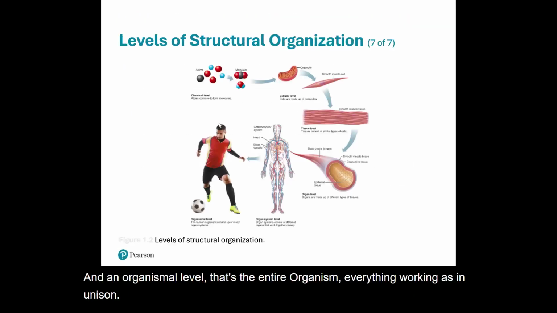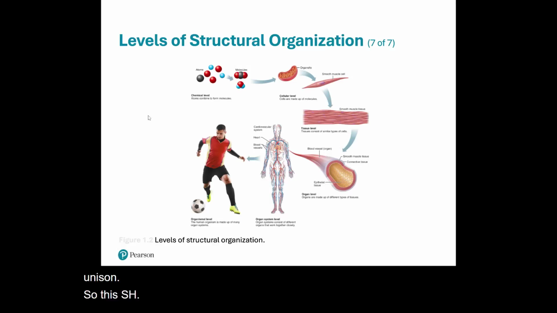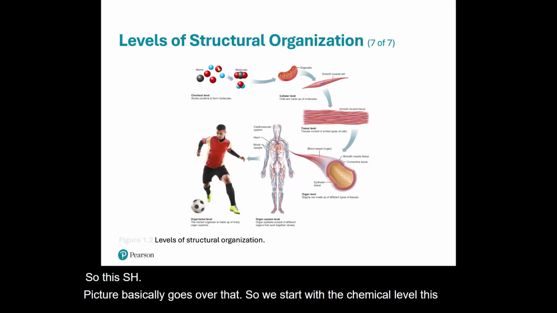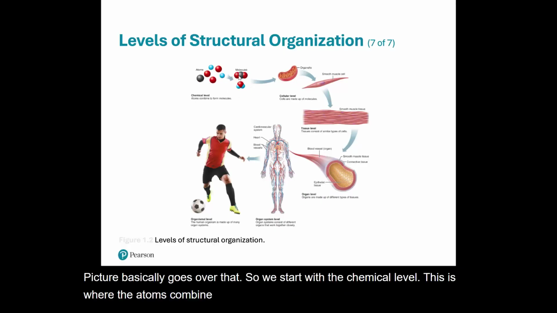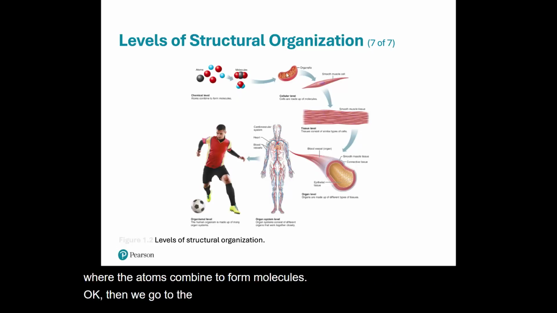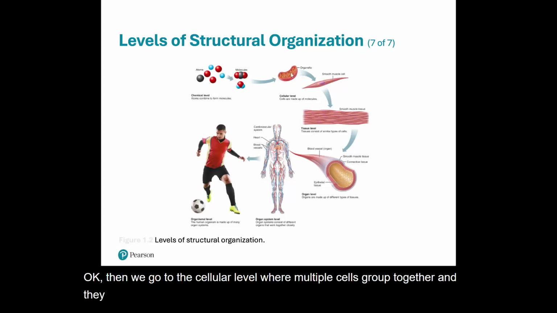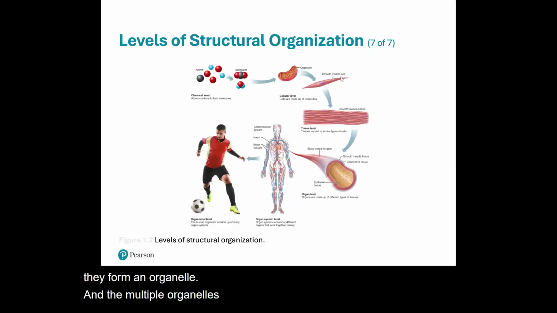So this picture basically goes over that. So we start with the chemical level. This is where the atoms combine to form molecules. Okay. Then we go to the cellular level, where multiple cells group together and they form an organelle. And the multiple organelles can go together and form a structure, okay, such as a smooth muscle cell.